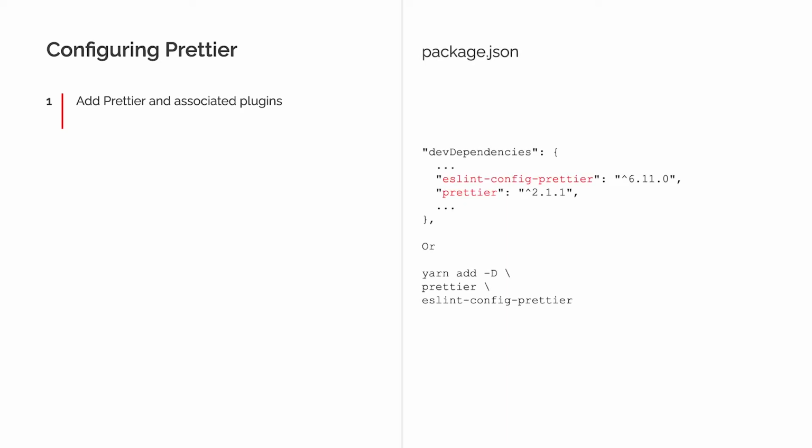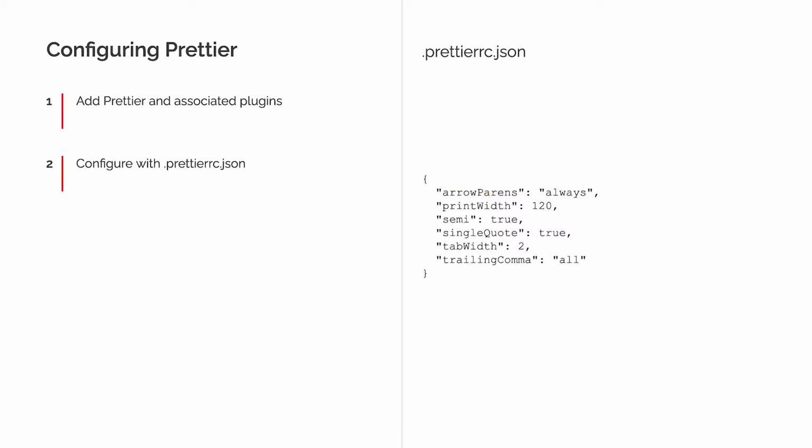First step is to add to the project. Second is to configure with a config file. In this case, you will want to substitute these and other values with however you prefer to style your JavaScript or TypeScript. Now you can have the debate once and lock it in for all time.